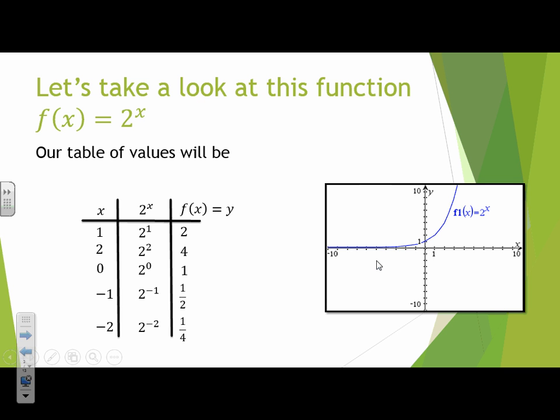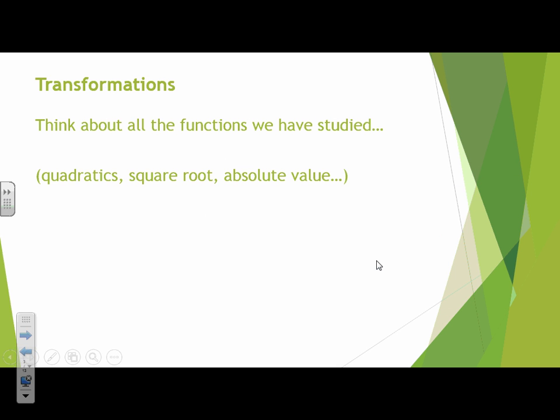Okay, so there's a picture of what 2 to the power of x looks like. It's very slow at the beginning, and then it just takes off after a certain number, okay? All right, let's go to the next slide. Transformations. Think about all the functions we have studied. We've studied quadratics, square roots, absolute value functions, linear functions, and now we're going to talk about exponential functions.